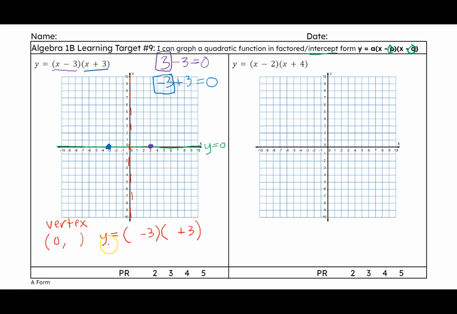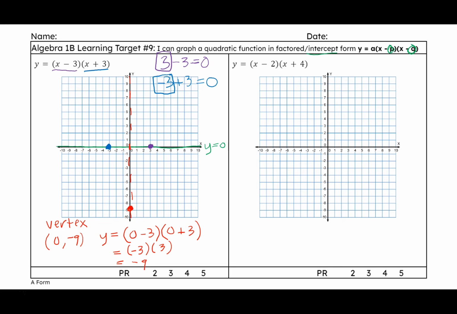All right, let's see. Now I'm choosing x to be 0. Let's see what I get. 0 take away 3 is negative 3. 0 plus 3 is positive 3. And negative 3 multiplied by positive 3 is negative 9. So negative 9 will be the y component of my vertex. That's going to make it be right down here.